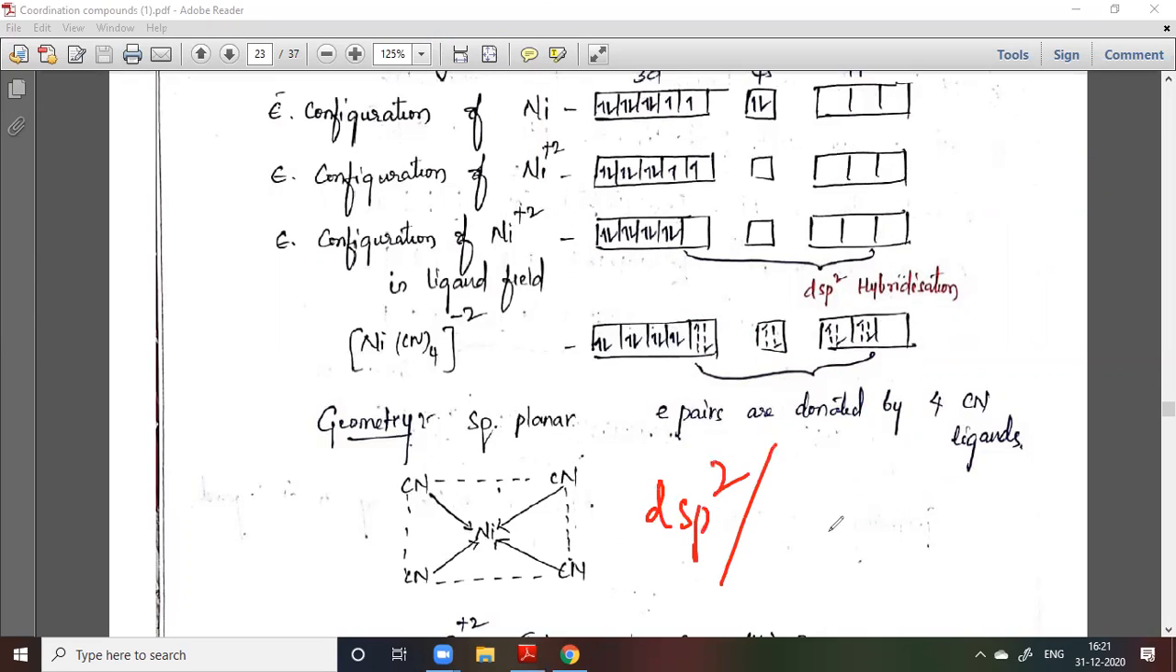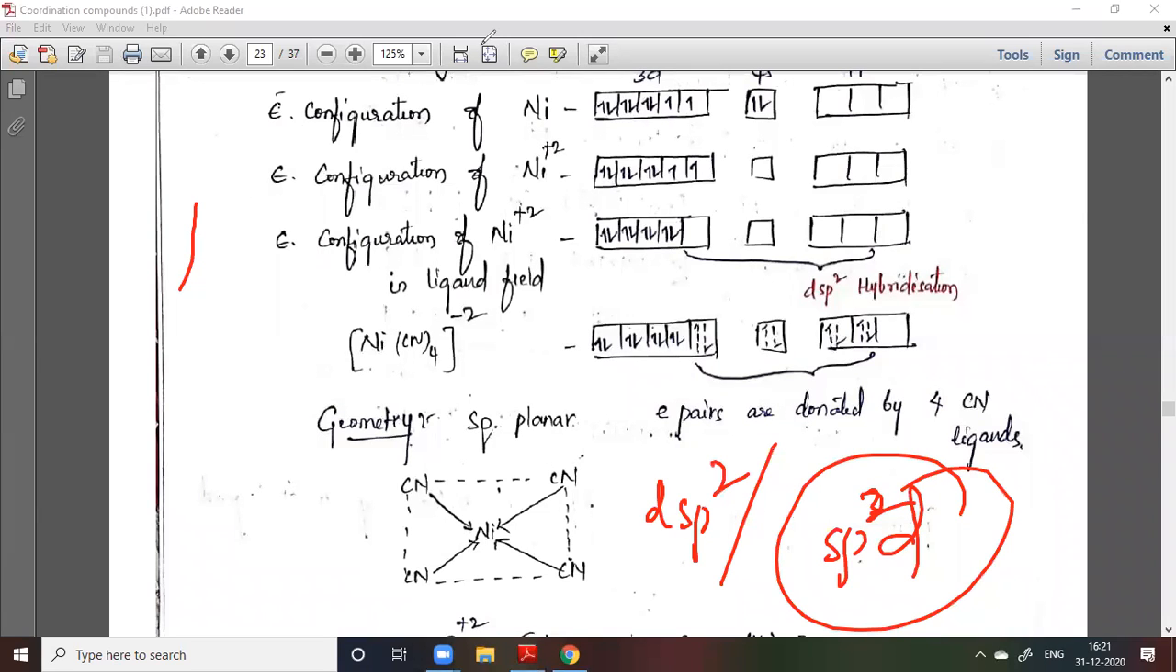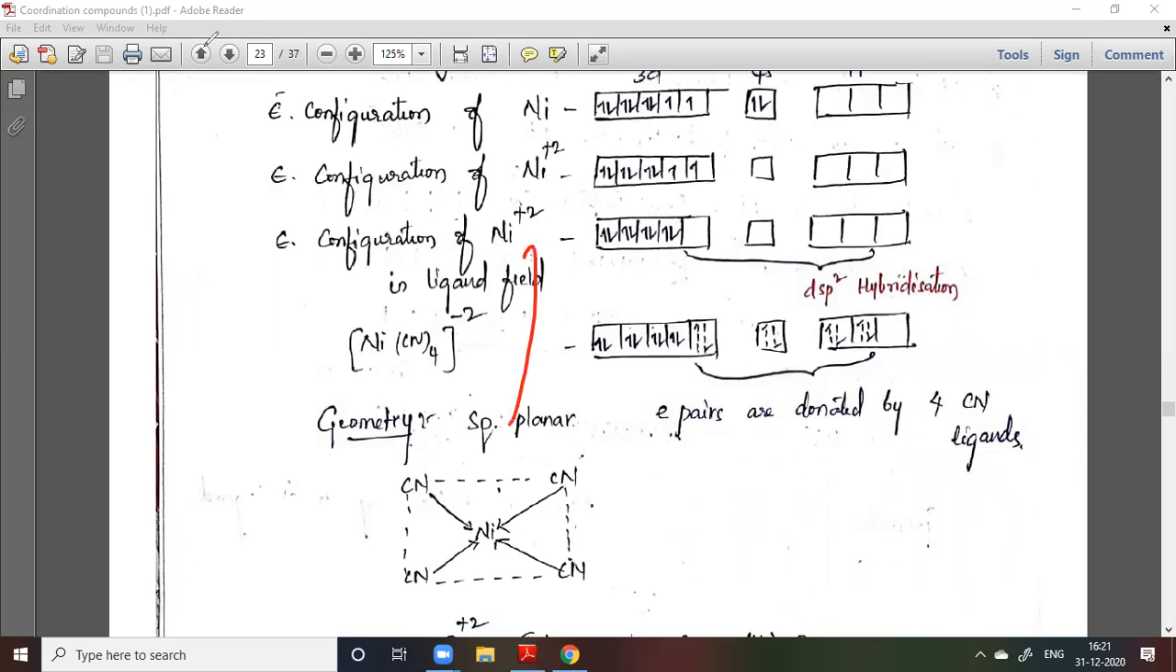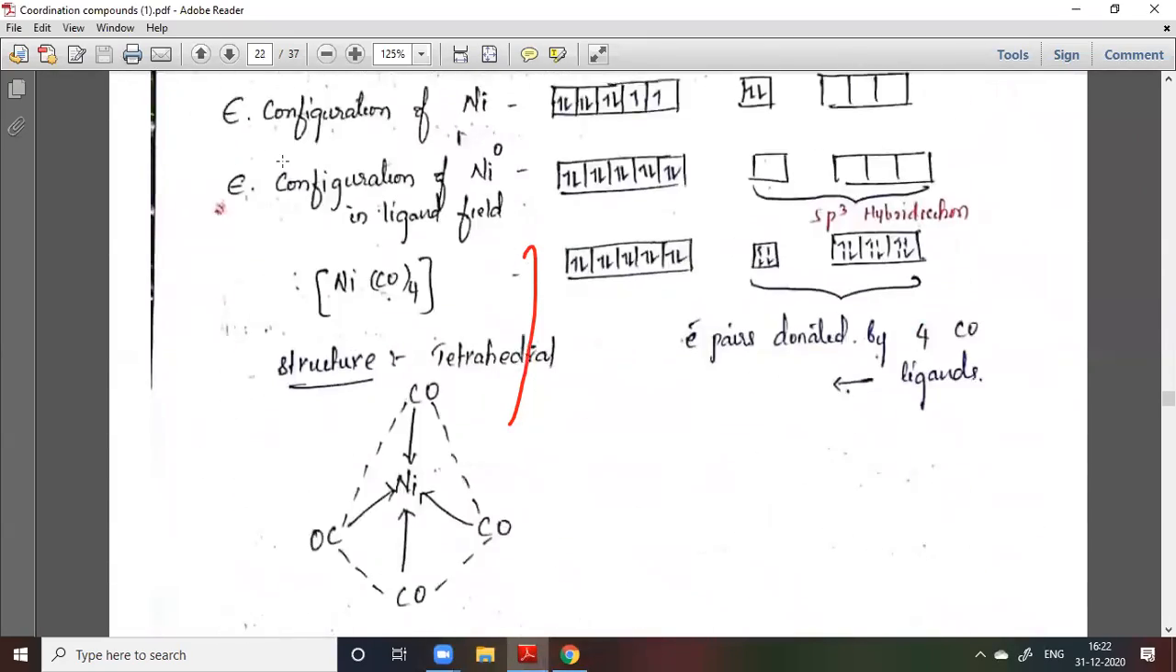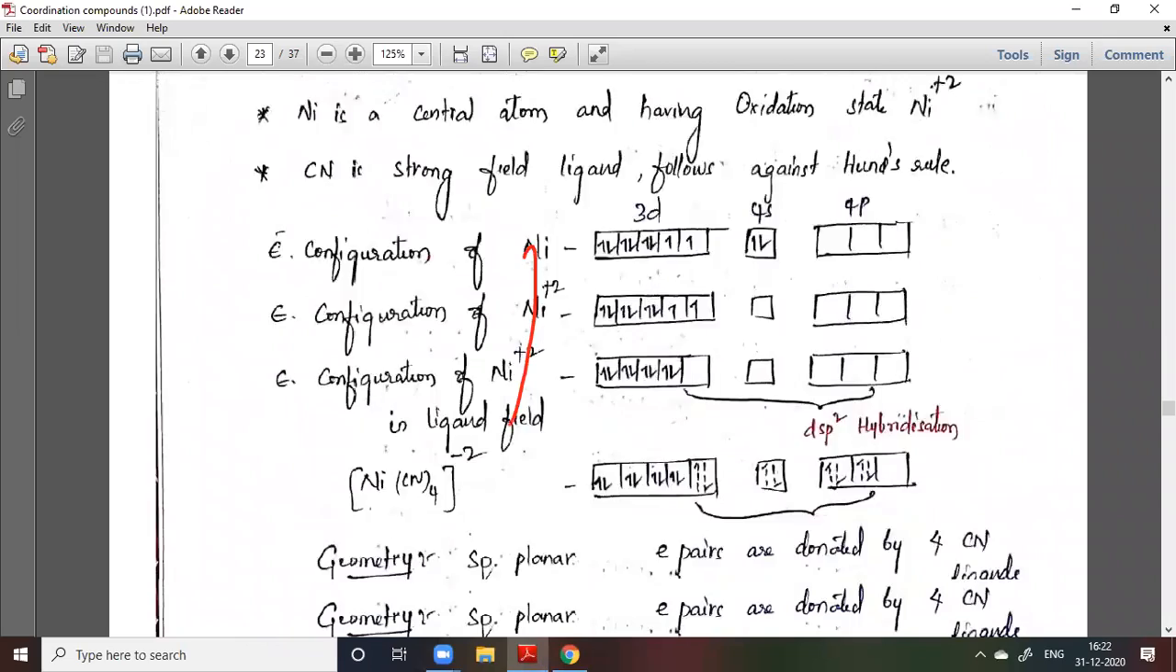dsp2. In some books it is written that sp2d also there, but that I will tell you later. అది కూడా నేను చెప్తాను sp2d ఎలా వస్తుంది అనేది. But till now you have to understand only this dsp2 hybridization. This is up to our semester we have to know only these things. So once again I am saying, in our syllabus we are having only the tetrahedral, first tetrahedral, and then square planar, then octahedral complexes.